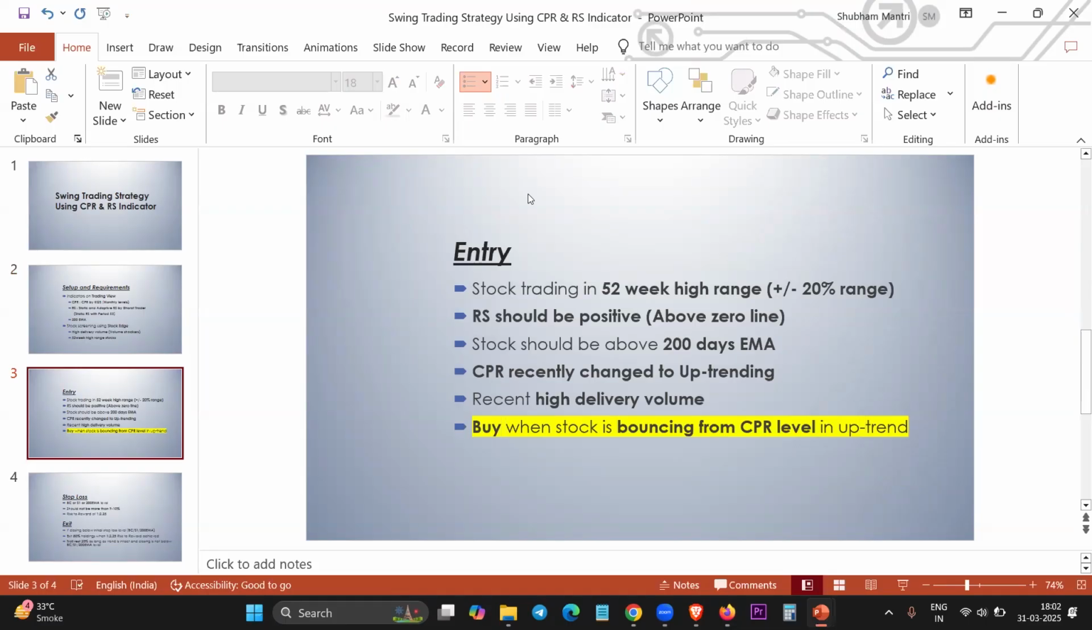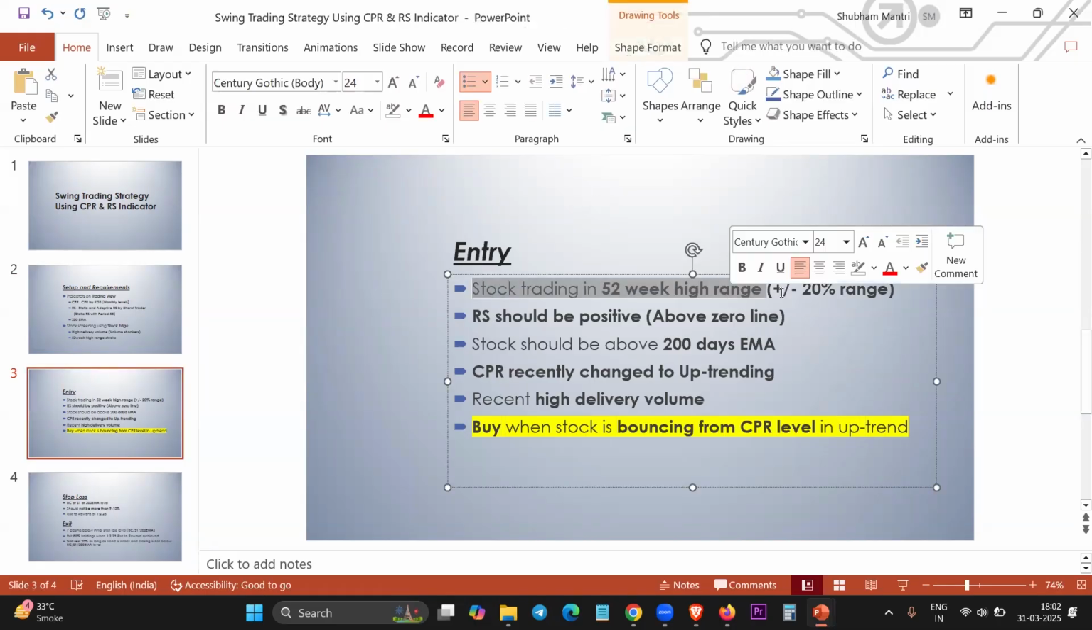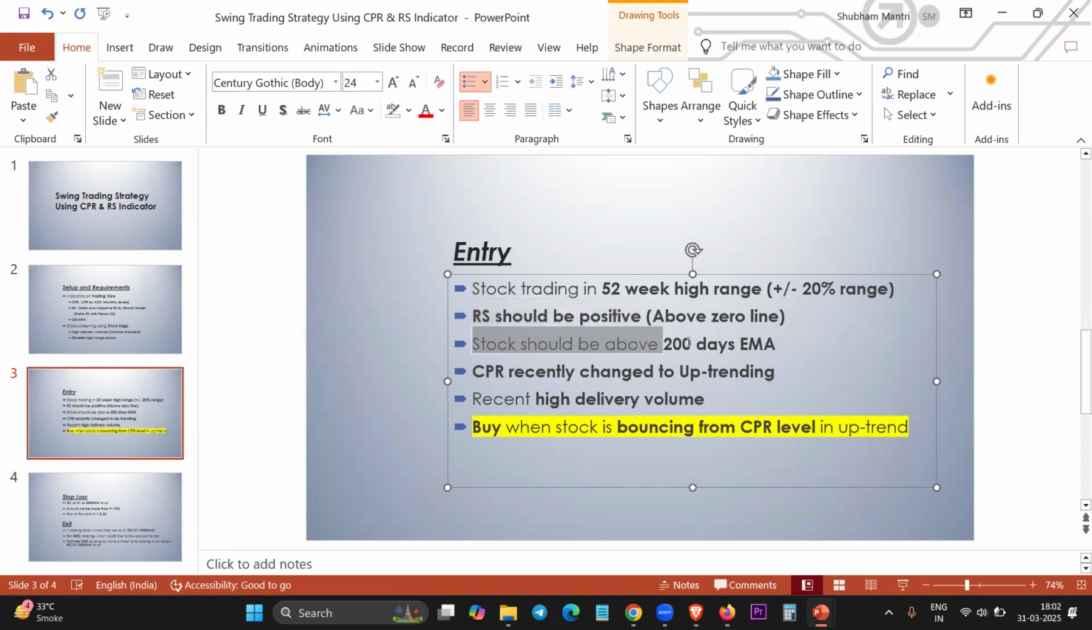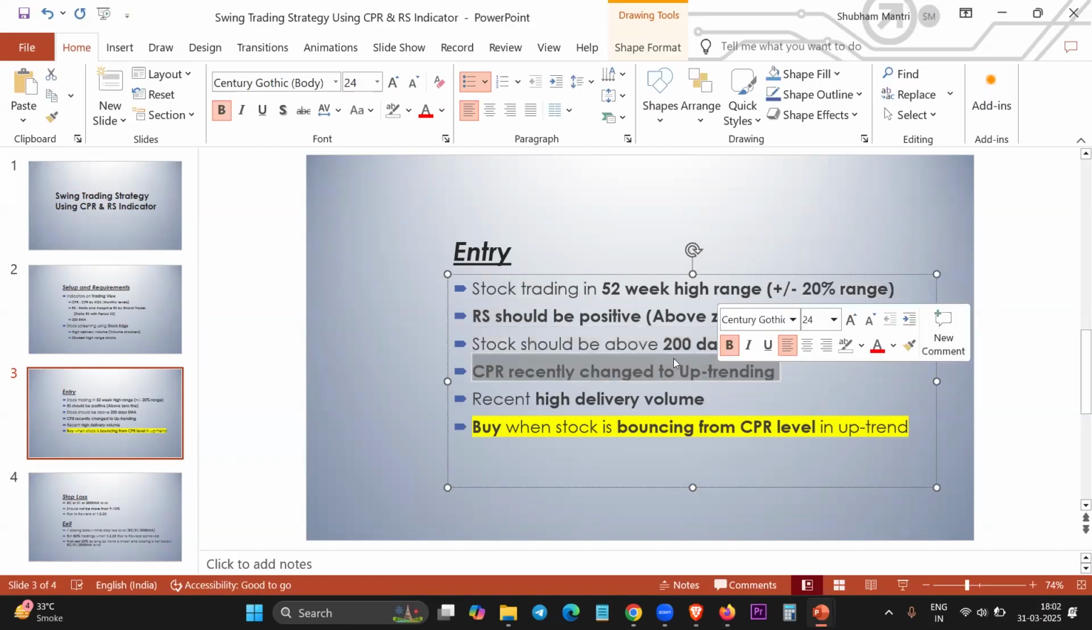I will be entering any stock if all of these conditions are met. The first condition is the stock should be trading in the 52-week high range, that means plus minus 20% each. Then relative strength should be positive, that is the RS line should be above the 0 line. Then the stock should be above the 100 days exponential moving average. Then CPR should have recently changed to uptrending, and it should have shown recent high delivery volume.